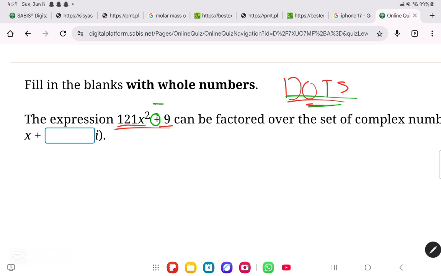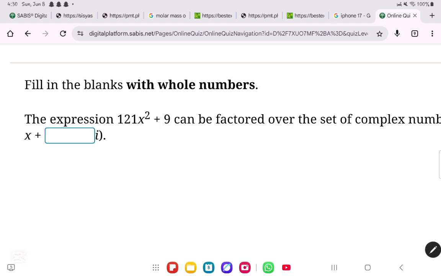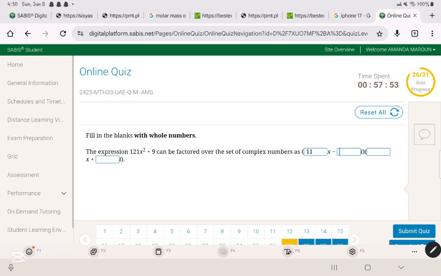Now if you were to factorize this as if it were the difference of two squares, it's supposed to be 11x minus 3 and then 11x plus 3. We're imagining that it's minus, but let's go back to reality. There's no minus, it's a plus. What do we do in this case? Next to the constant number, the number without a variable, we will put an i next to it. So 11x minus 3i and 11x plus 3i.